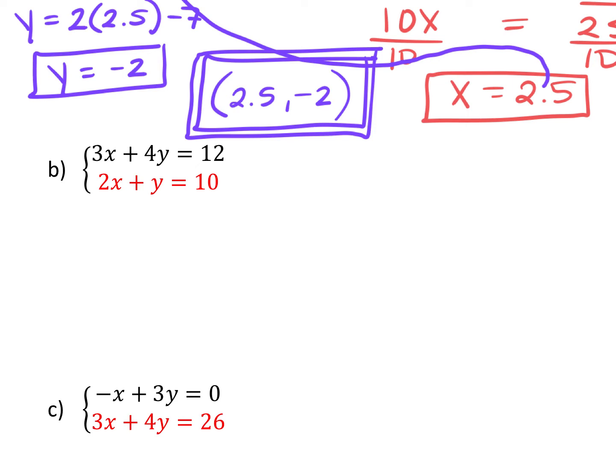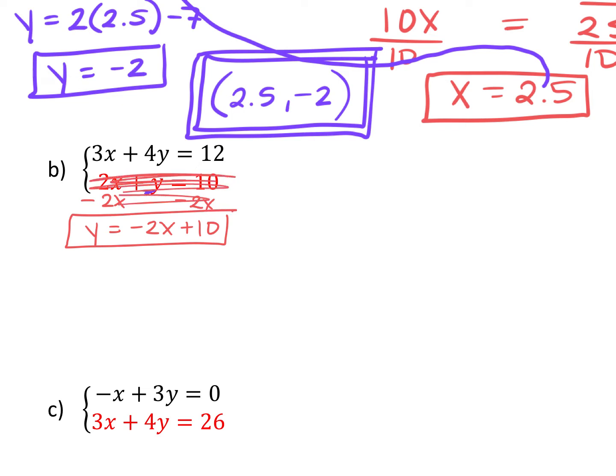So which equation is easier to get a variable by itself? The bottom one, right? Because this has a coefficient of 1. A coefficient of 1 is a beautiful thing, okay? All we have to do to isolate a variable is take away the 2x from both sides. So my new equation would be y equals negative 2x plus 10. Okay, so I'm looking at this equation instead of that one. So now my two equations are this equation up top and the red equation on bottom.